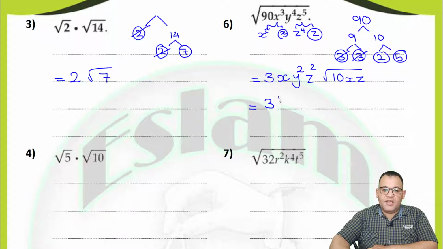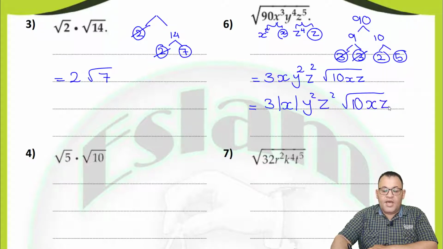So it will be 3, the absolute value of x, multiplied by y², z², all of that, times the square root of 10xz. Again, for this point, if you have a variable with odd power, just write it inside the absolute value.